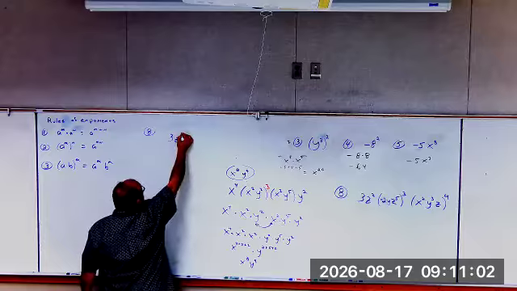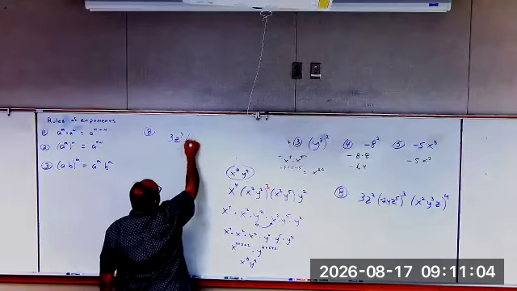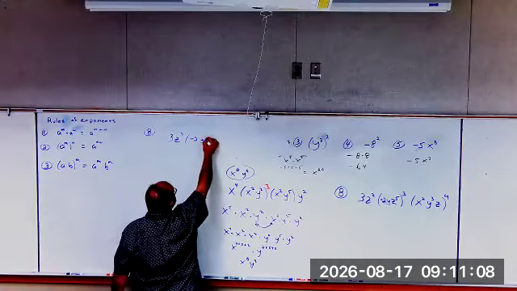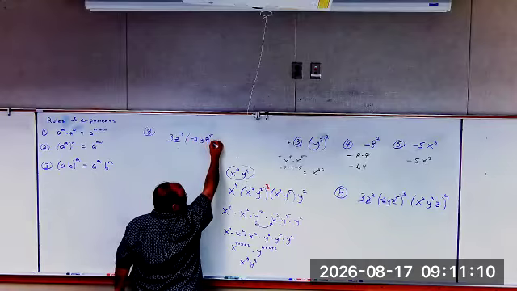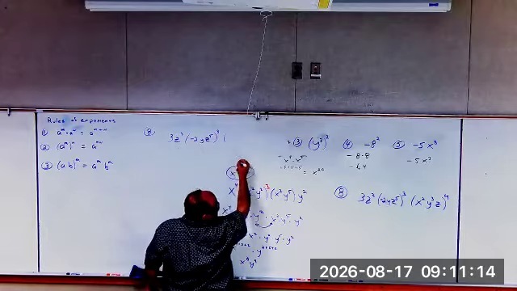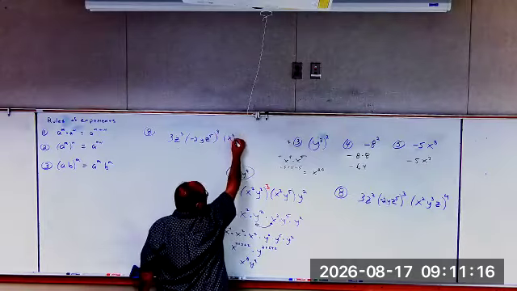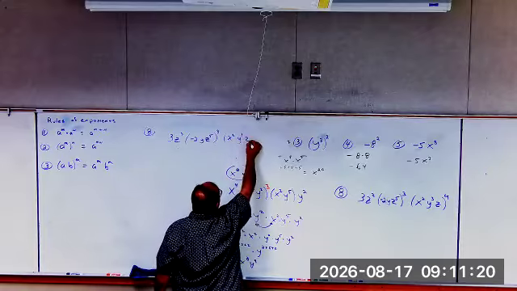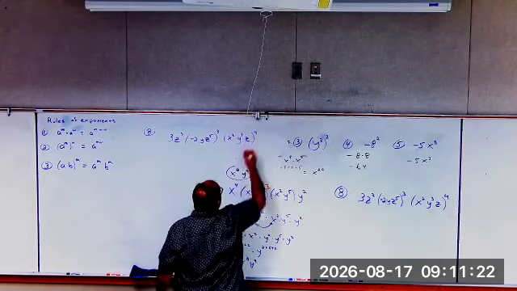Three z to the third times negative 2 y z to the fifth, cubed, times x squared y to the third z, and then raise that to the fourth.